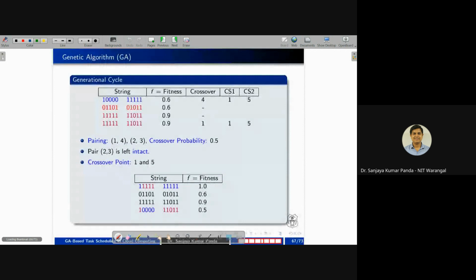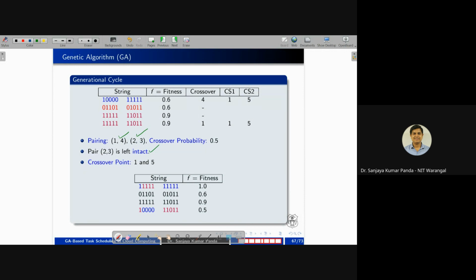Okay. Again, you can apply the process of mutation. So if you go for the process of mutation, anyhow, you are doing pairing here, crossover here. 1 and 4 you are doing crossover. 2 and 3 also you are doing crossover. Okay. So let's say pair 2, 3 is left intact, but population number 1, 4 is again changed.